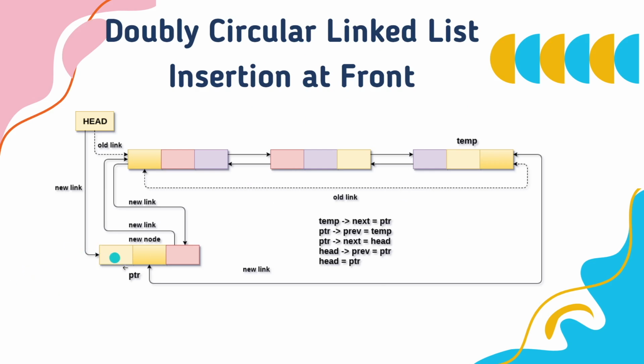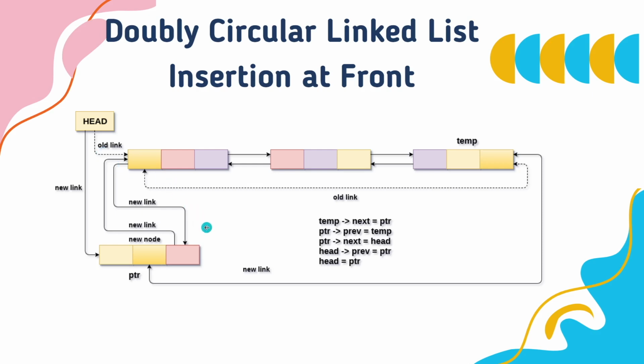We have to insert a new node at the first position. The first step is to allocate memory for the new node, and here I have made use of a pointer named PTR to point to the new node that has been created just now. Initially its previous and its next would be assigned a value of null, and we put the data in the data part of the node pointed to by PTR.